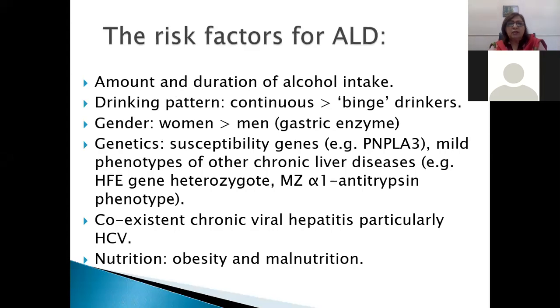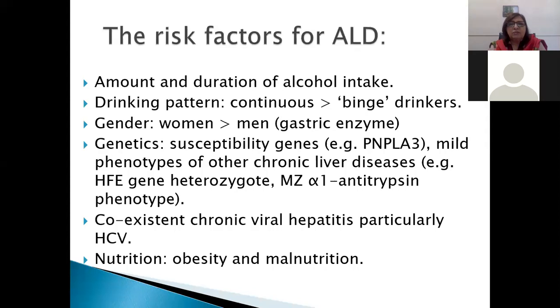Gender: women are more affected than men, and it is because of the presence of certain gastric enzymes which make women more susceptible to alcoholic liver disease as compared to men. Genetics: susceptibility genes and phenotypes of other chronic liver diseases, like HFE gene heterozygous and MZ alpha-1 antitrypsin phenotype, are also affected more than other individuals. And certain types of chronic coexistent viral infections can also lead to cirrhosis of the liver, especially hepatitis C virus. And if a person is obese and malnutrition is there, this will also lead to liver disease.